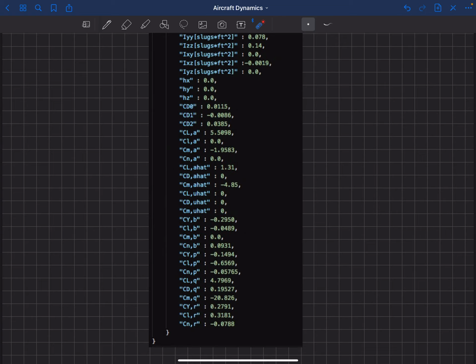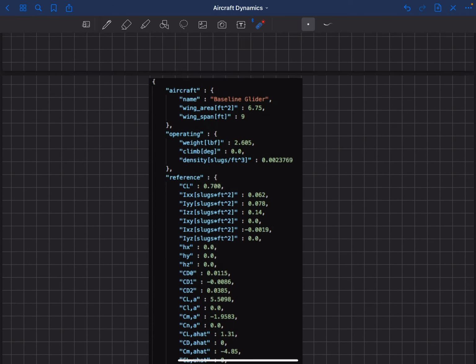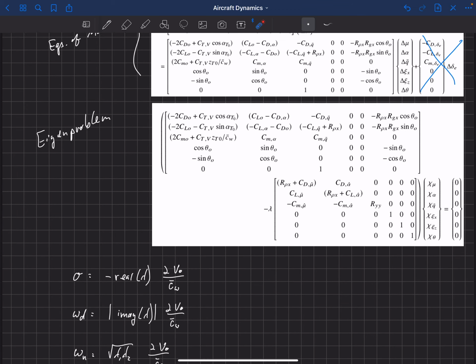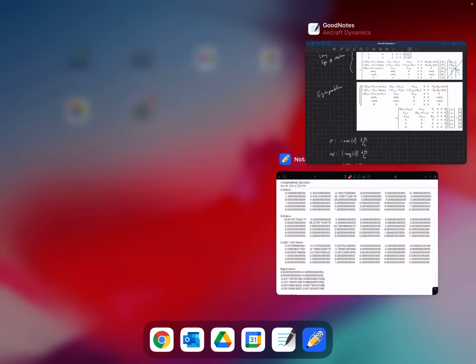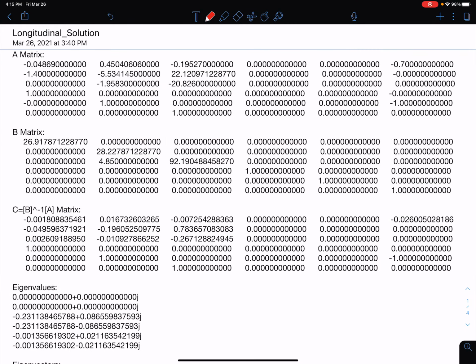So this is all the information that I need, and now this gives me the information that I plug into this set of equations here. I'm going to have an A matrix and a B matrix, and then out of that we're going to get the eigenvalues and eigenvectors. So let me switch over to that solution. This is what that looks like.